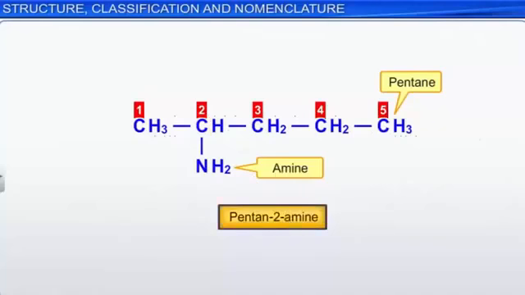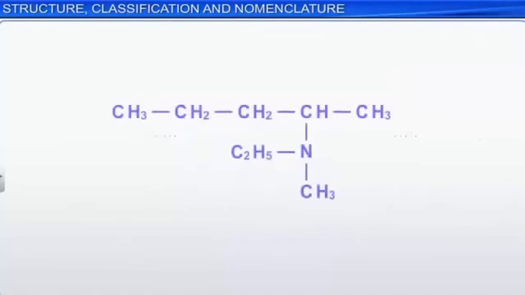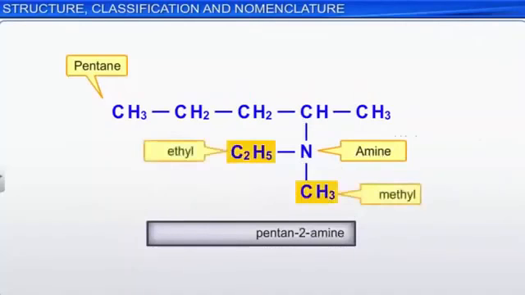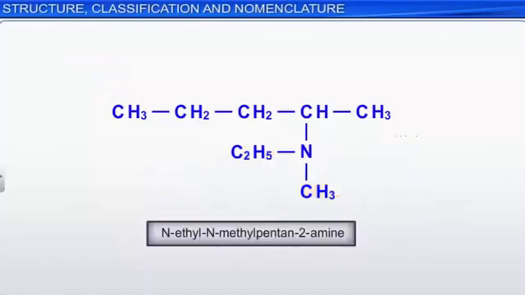Let us try to name the given compound. Here, the longest carbon chain has 5 carbon atoms, and therefore the parent alkane is pentane. Since the nitrogen atom is attached to the second carbon atom, the amine is named pentan-2-amine. The side chains, the methyl and ethyl groups, are prefixed as N-ethyl N-methyl in alphabetical order. Thus, the complete IUPAC name of this compound is N-ethyl N-methyl pentan-2-amine.